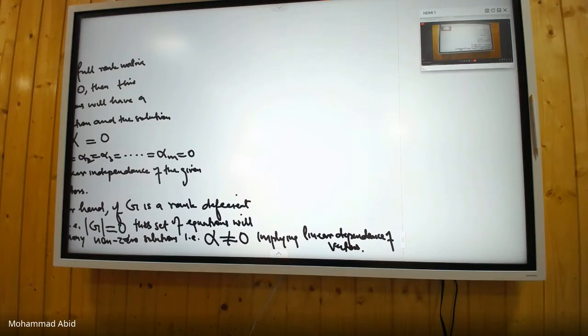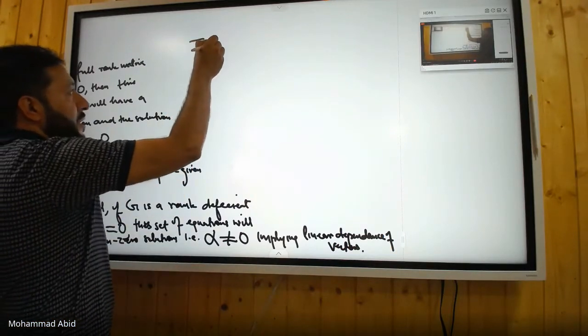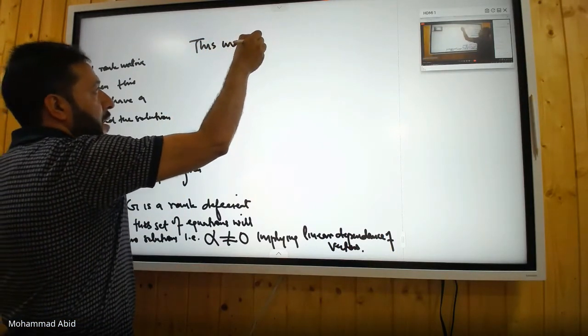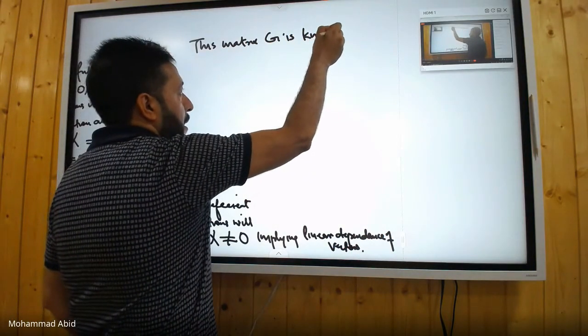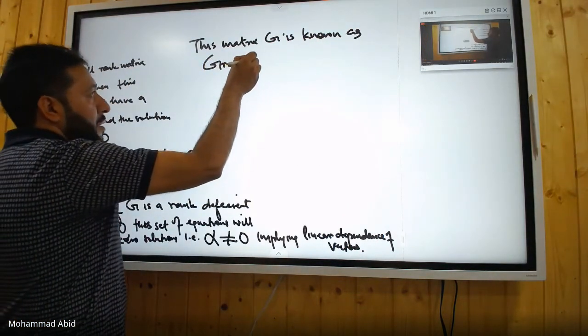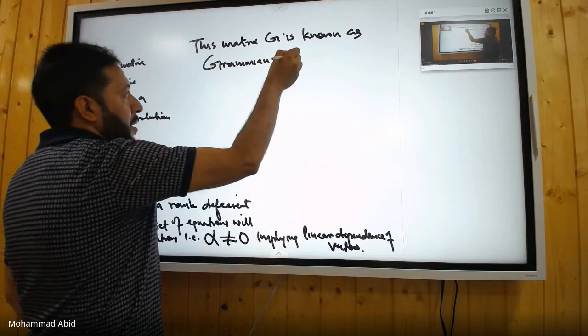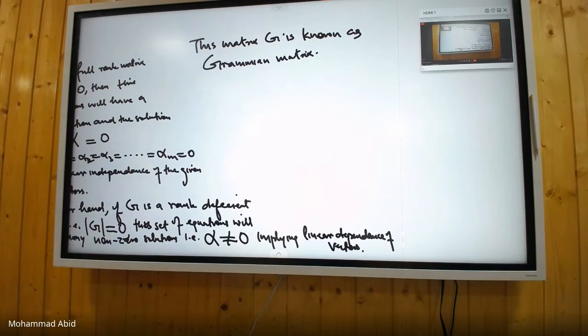Yes, sir. So this matrix G is known as the Gramian matrix. I had to do all this discussion to introduce this Gramian point. Is that okay? This matrix G is known as the Gramian matrix.